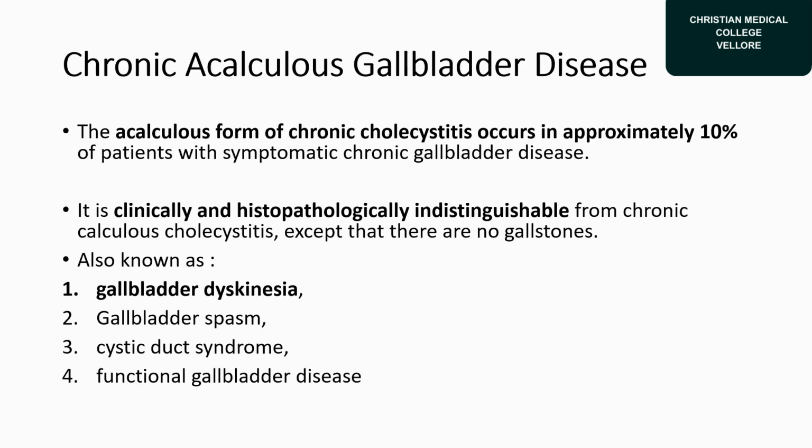So coming to the topic, today's topic is basically on the acalculous form. So that is a chronic acalculous gallbladder disease. So as I said, this is seen in approximately 10% of the symptomatic chronic gallbladder disease. So it is clinically and histopathologically indistinguishable from the calculus form, except that there are no gallstones. So this condition is also known as gallbladder dyskinesia or gallbladder spasm, or cystic duct syndrome, or functional gallbladder disease.